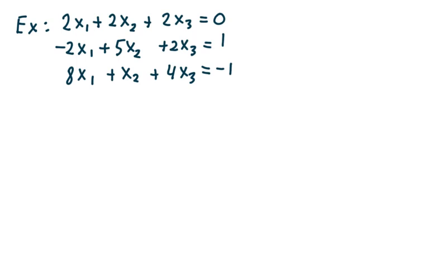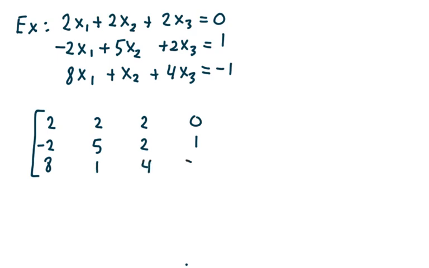And so we need to set up our augmented matrix. What does that look like? In the first row, we get 2, 2, 2, and then 0. The second row, we get negative 2, 5, 2, and then 1. And then in the third row, we get 8, 1, 4, and then negative 1.